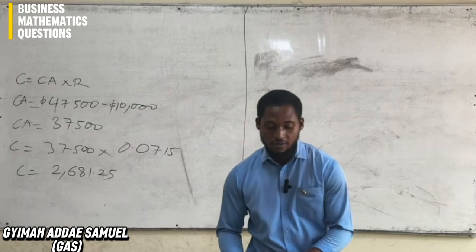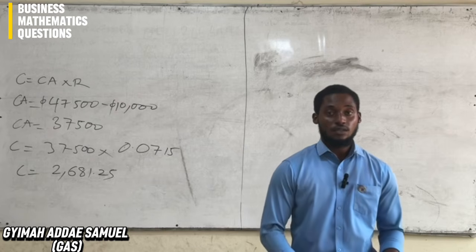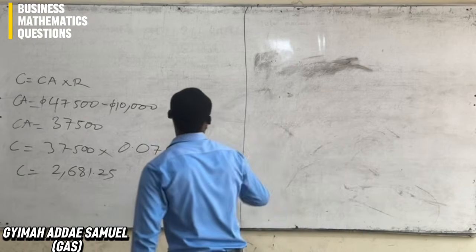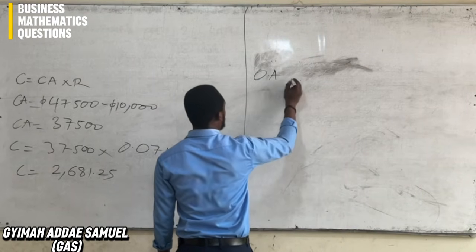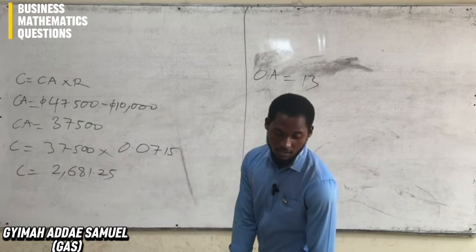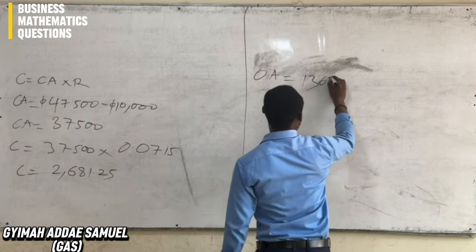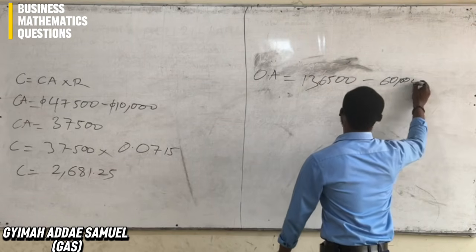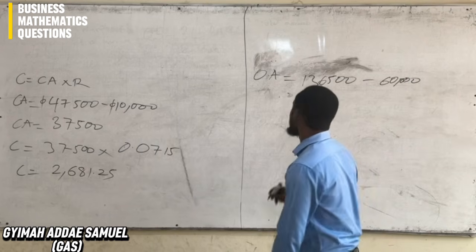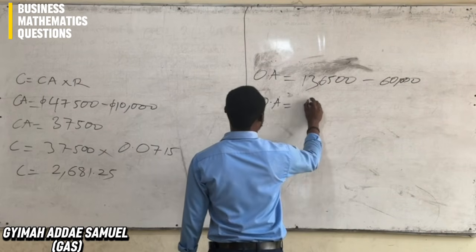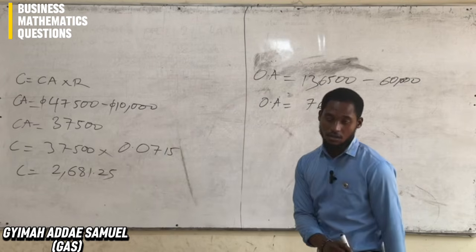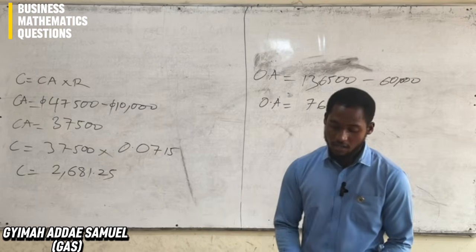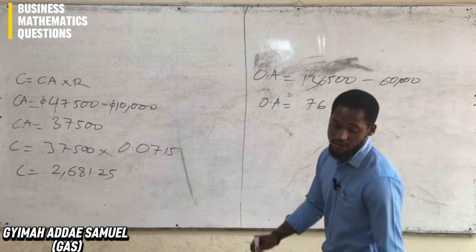override amount times override rate. So override amount too is the store sales minus the store quota. So the store sales given in the question is 136,500. 136,500 minus the quota, which is 60,000 Ghana cedis, getting 76,500 as our override amount. So we therefore multiply the override amount by our override rate.